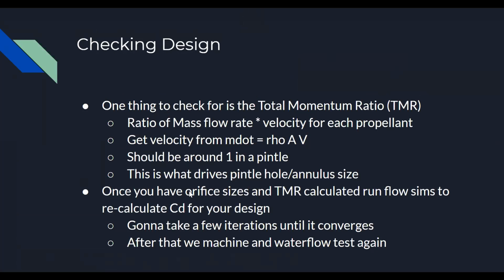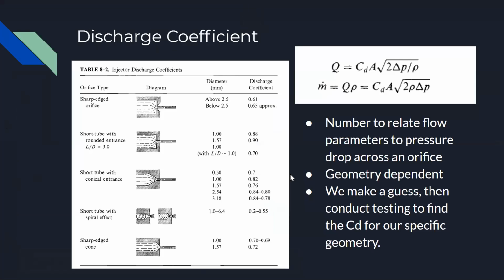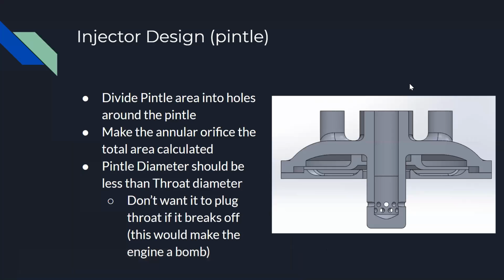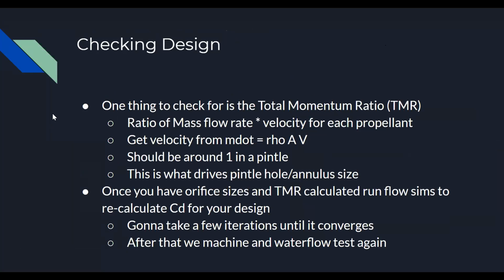So after you've made a first pass design, now it's not letting me go back. After you do everything, calculate your areas, put it into this configuration, make a first pass design, now you get into the iteration and design checking process. The first thing to look for is called the total momentum ratio. That's what I was talking about earlier, where the momentum of the pintle is at 45 degrees from the axis of the engine.